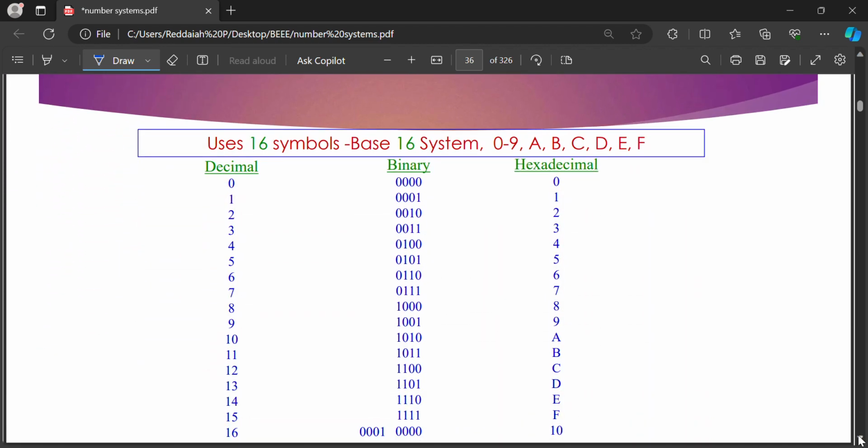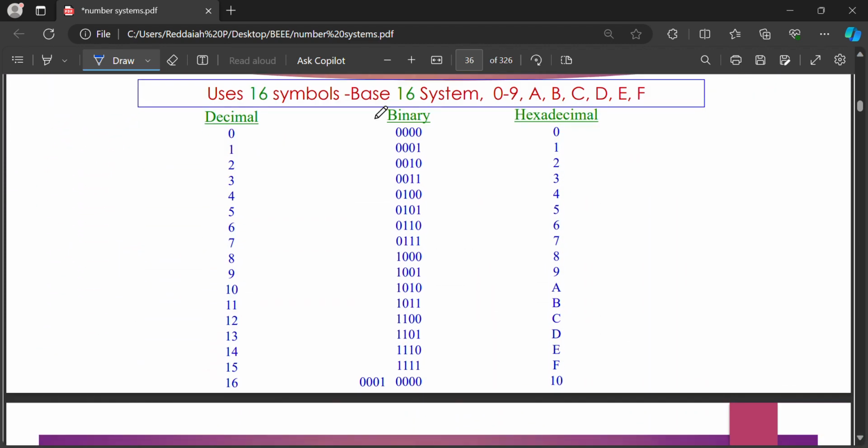Similarly, in the hexadecimal number system, 16 symbols are used, that is 0 to 9. After that 10 will be A and F will be 15. This is the decimal equivalent of 15 or 16. The binary 4 bit string is written based on 2 power 0 and so on, the 8421 code, the BCD code we use for binary.